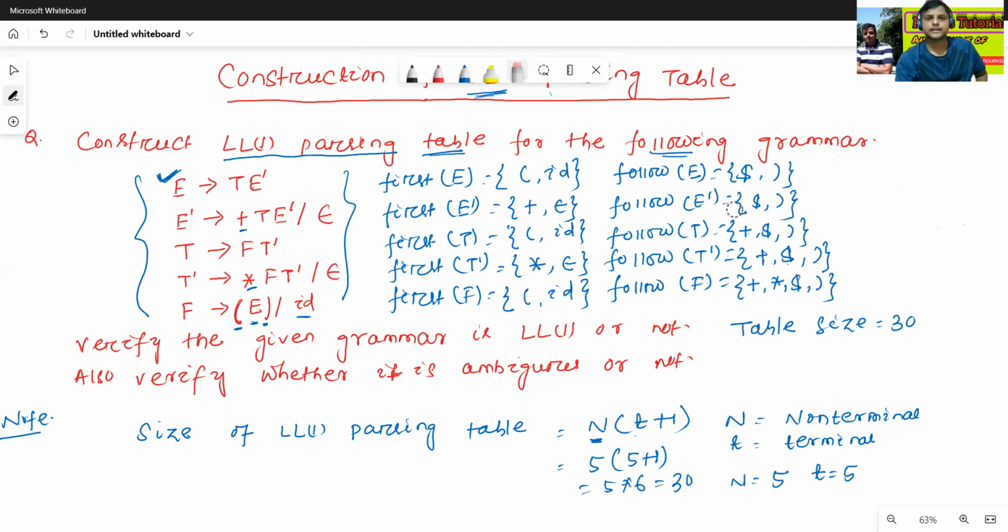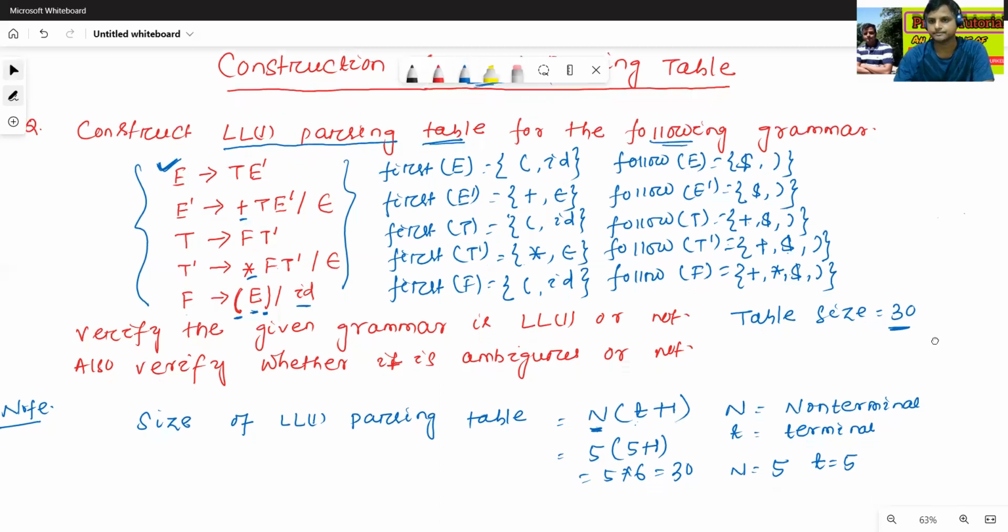Now see, the first set is given and the follow set is found. The table size here is 30. Now we'll construct the LL1 parsing table. How? See.